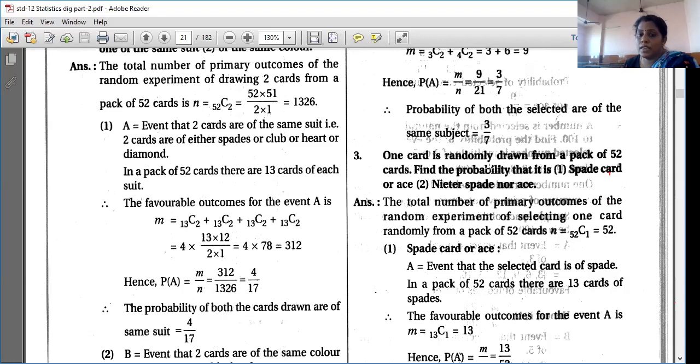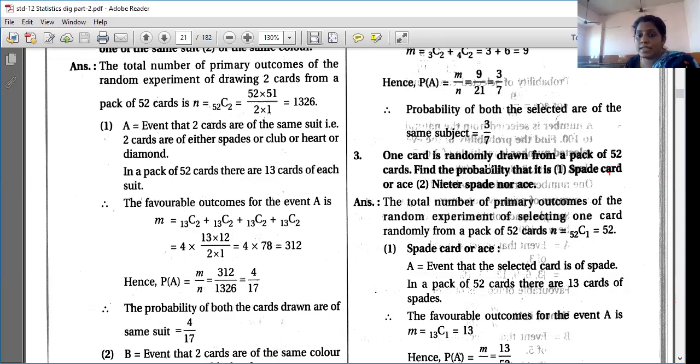Okay. Now again, one card is randomly drawn from a pack. See children, here many questions are related to cards. So it is possible that this type of question can come, because so many questions are related with these cards.